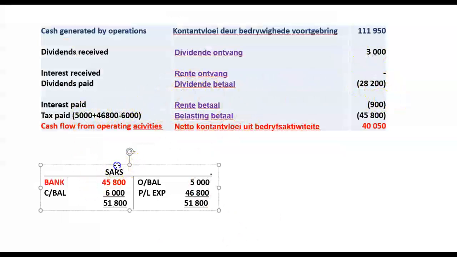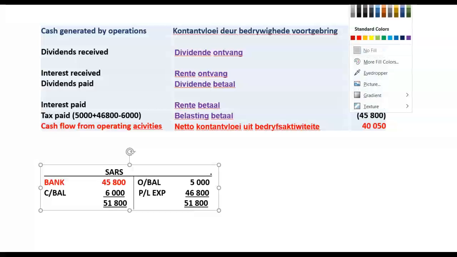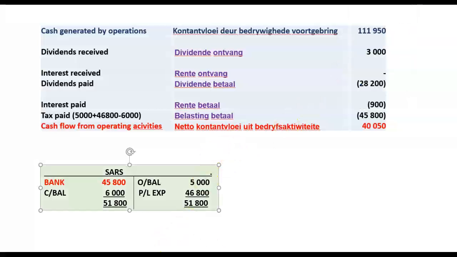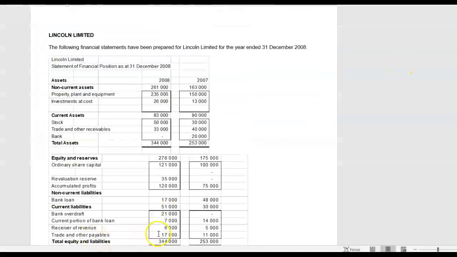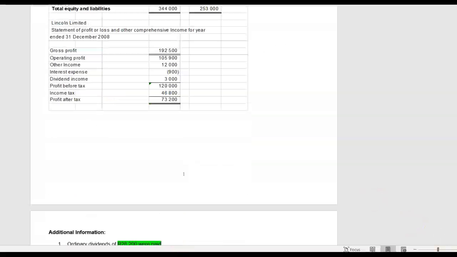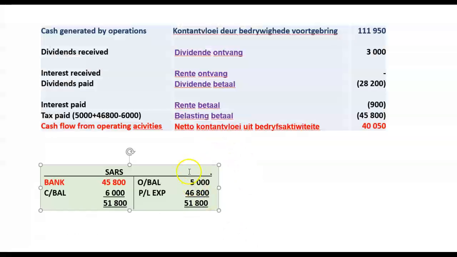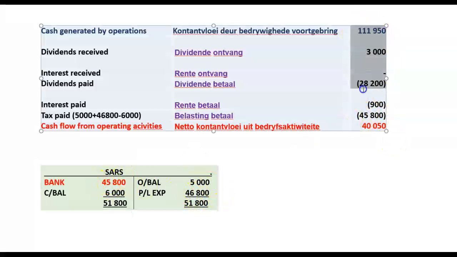Here's our SARS account, which you're going to do. You're going to say, okay, what was my opening balance of SARS in my statement of changes in equity? Opening balance 5,000, closing balance 6,000, and our expense item for the year was 46,800. So that means we've actually paid the receiver of revenue 45,800. Then we can do this calculation and we see that the total cash flow from operating activities was 40,015.